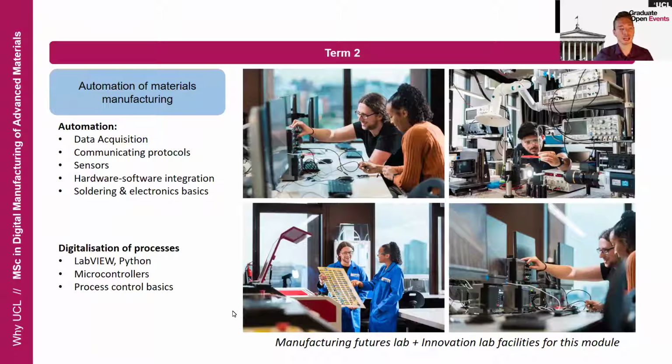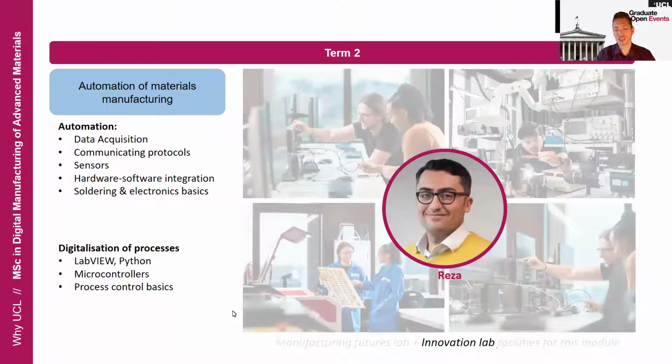Term two, I mentioned before, some of us call it the fun one. That is where you're going to apply all these fundamentals you learned in term one, and you start going into the labs. One of these modules is the automation and materials manufacturing one, where you learn about data acquisition, communication protocols. And if you remember the analogy I gave before with London Bridge, that is the bridge we're focusing on in this module. But before speaking too much, I'd like to hand over to Reza, who is right now in what we call the Innovation Lab. So I'll stop sharing my screen and hand over directly to Reza. So Reza, the floor is yours.